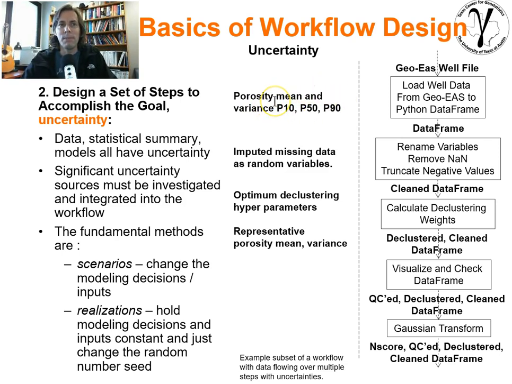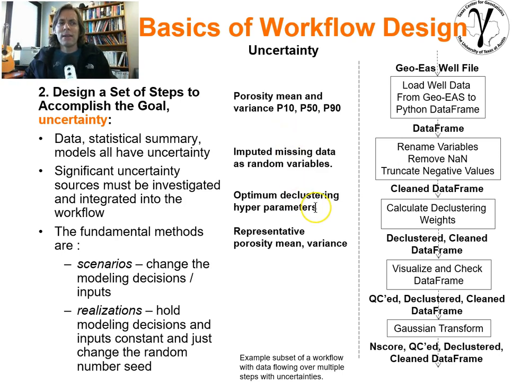We load the data up, we start to do summary statistics of the data, and we start to realize that we don't actually know the mean of porosity over the volume of interest. There's a P10, P50, P90 for the porosity mean and variance. The distribution could be different. Maybe when we're working with missing values, we try to impute missing data, and now we have missing data represented as a random variable. We'll talk about random variables later, but it is a value that can have multiple outcomes.